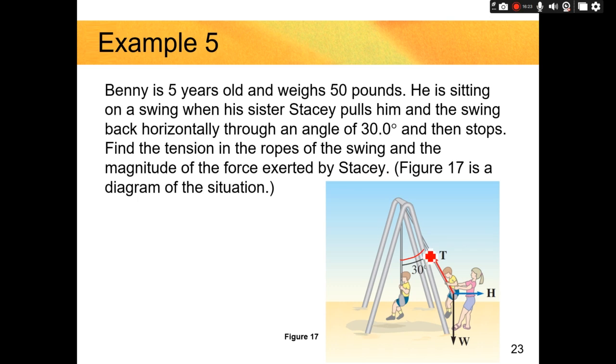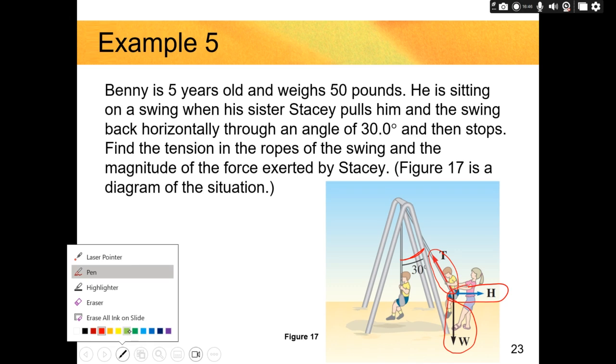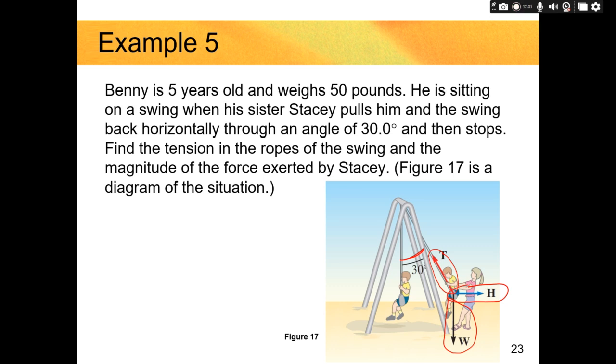Okay, so let's see if this makes sense. So we have an angle here, right? Whatever that angle is. We need the tension of the rope, which is right here, right? We have the weight of this guy, which is right here. And then Stacy is pulling him back. So there's the horizontal force of Stacy pulling him back. So can I rearrange this so it forms a triangle somehow? So let me see if we can do this correctly here.